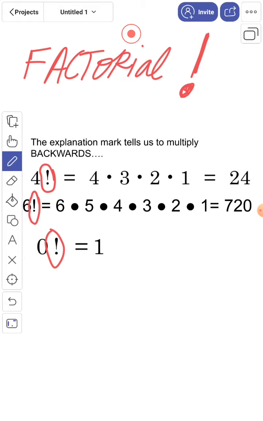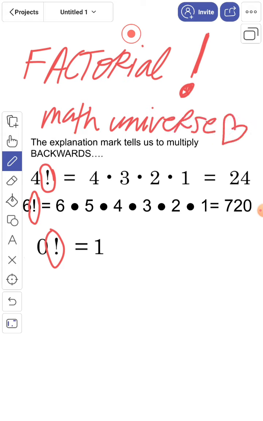In the math universe, the exclamation point is called a factorial. And so I want you to write everything down, actually, everything that you see. So I'm going to read. The exclamation mark tells us to multiply backwards. And so that's really all it is. So this example right here, 4 factorial is equal to 4 times 3 times 2 times 1.